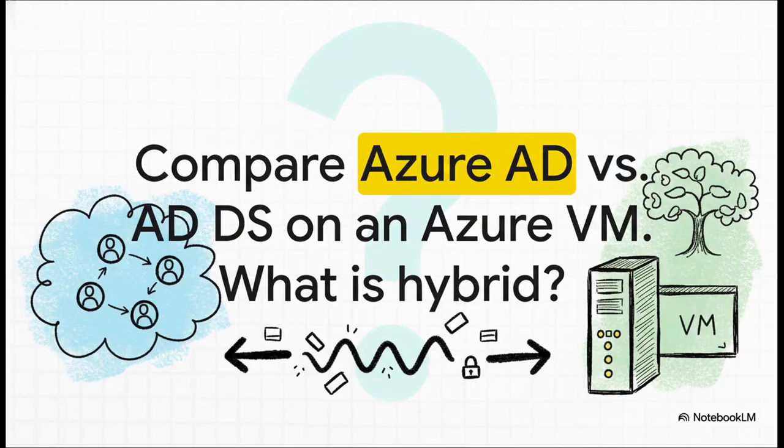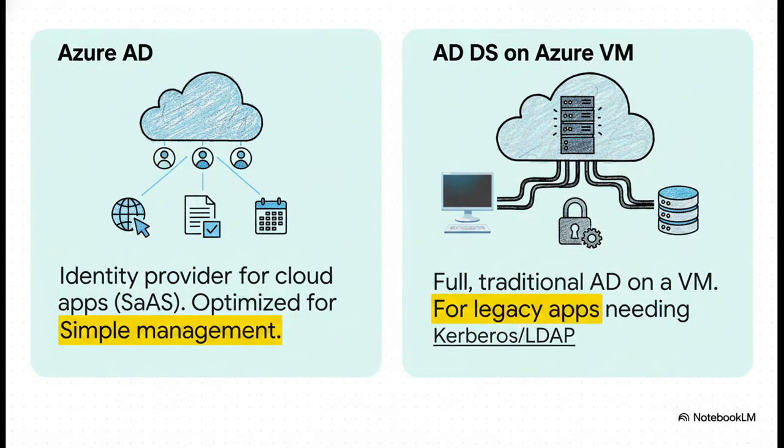And for our final question, let's take Active Directory to the cloud. So you've got two main ways to do AD in the cloud. First, there's Azure AD, which is the modern cloud-native way to handle identity for web and SaaS apps. Then there's ADDS on an Azure VM, which is literally just your traditional Active Directory running on a virtual machine in Azure. You do that mostly for older legacy apps that still need things like Kerberos. A hybrid setup connects your on-premise AD to Azure AD, syncing up identities so your users get one seamless login for everything, both on-premise and in the cloud.